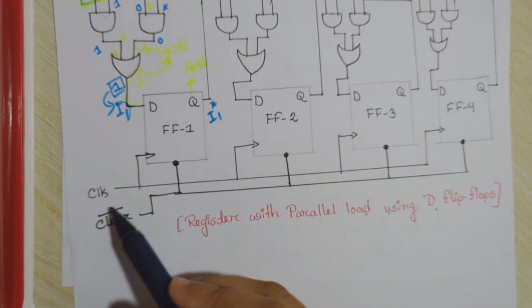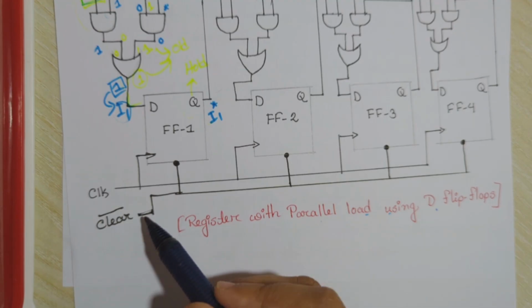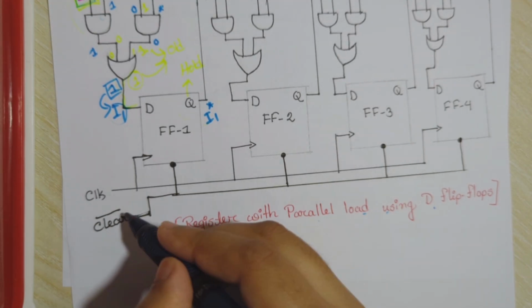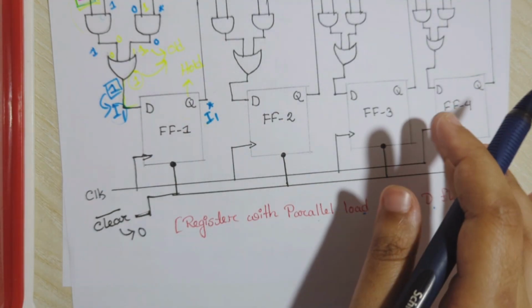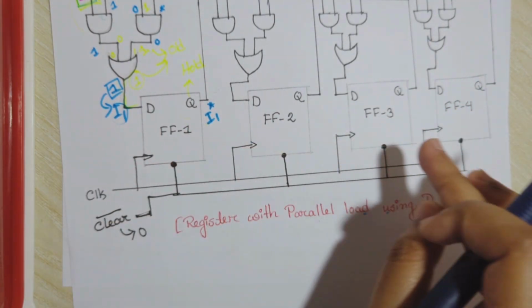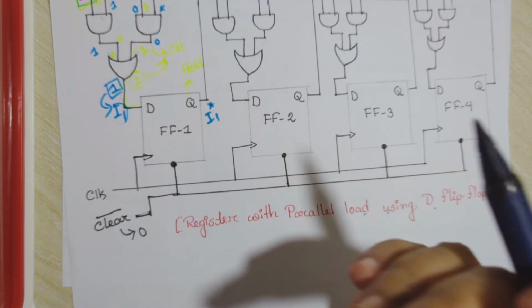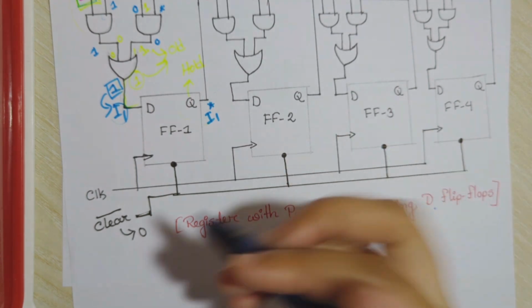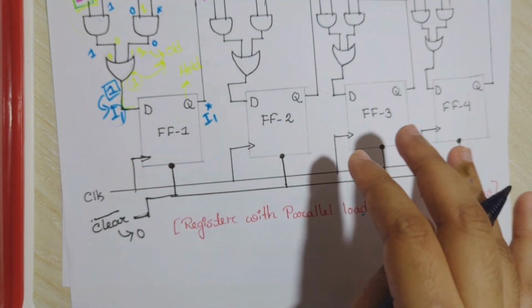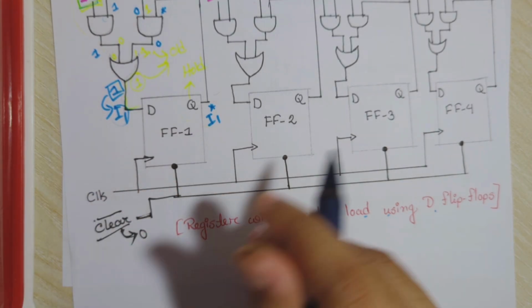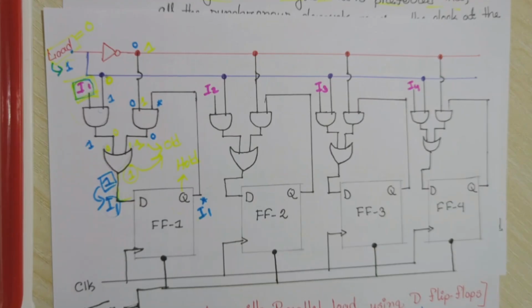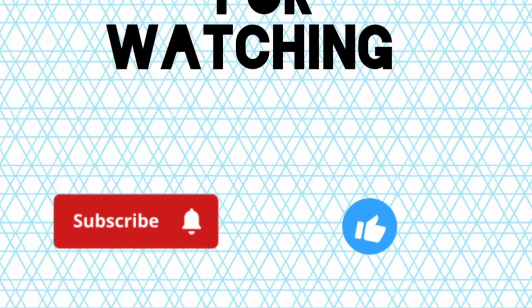If here we use the clear input, then for the active low condition of this clear input, if the clear input is low, means 0, then all the flip-flops are in the reset condition, means all the flip-flops will be 0 and it will start taking input from the very beginning. So if we want to reset the registers, means all the flip-flops, then we will give the clear as 0 in the input of the flip-flops. This is how the load signal works according to our control in the circuit diagram.